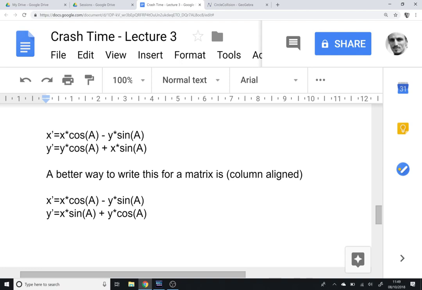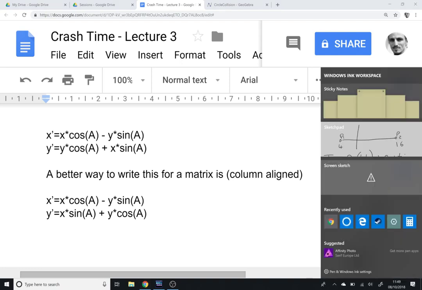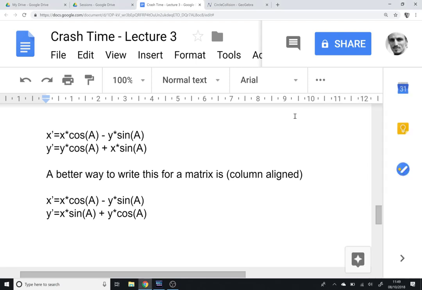You'll notice that as I've written this out, the x and y columns don't line up. And then I've rewritten it so that the x columns line up. And you go, why have you done that? That's a complete waste of time and the formulas are the same. The reason that I've done that is because when we come to matrices, x values have to be in one column and y values have to be in another column. And you'll see how this formula gets transposed into a matrix in a further lecture.